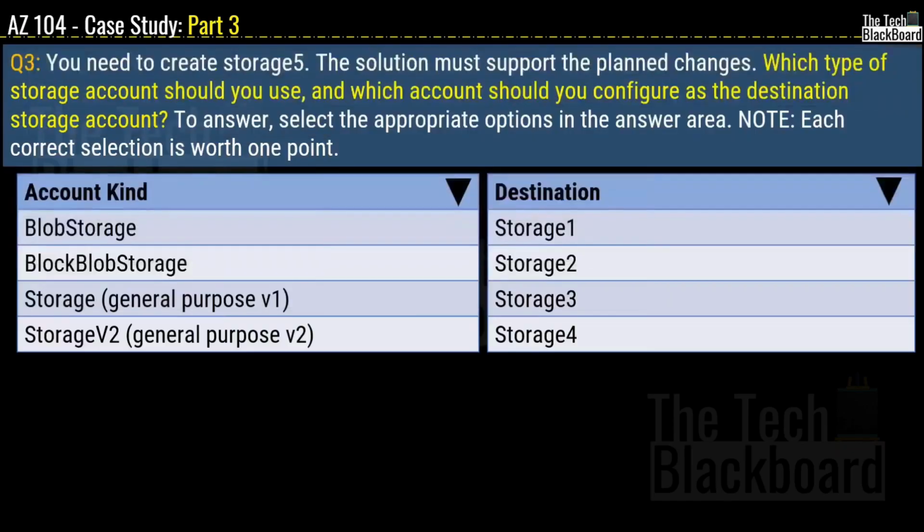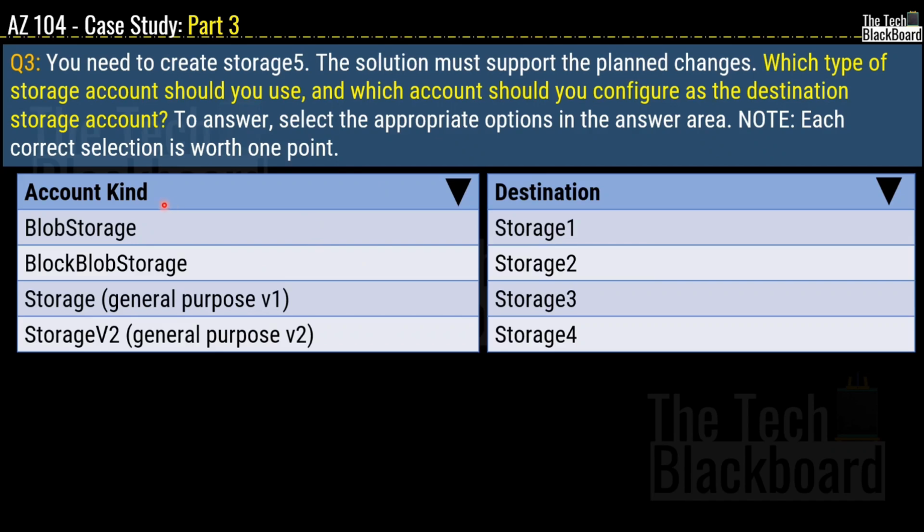And here comes question 3 based on the case study, and this question says that you need to create storage 5. The solution must support the planned changes. Which type of storage account should you use and which account should you configure as the destination storage account? To answer, select the appropriate option in the answer area, and please note that each correct selection is worth 1 point. And here, as you can see, we are given account kind and destination, and for each we are given some options.